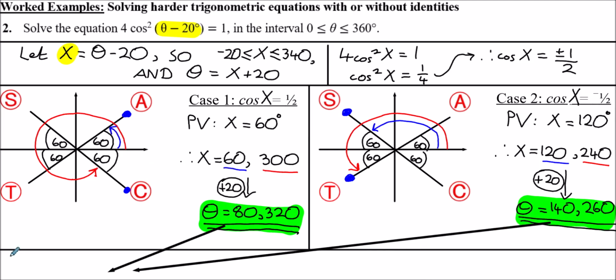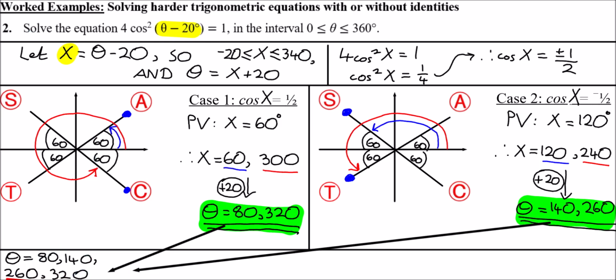So therefore we have that theta equals 80, 140, doing them in order of size here. You don't have to, but I think it's a good idea to just do this. 260, and 320. So those are the solutions to this. 80, 140, 260 and 320.